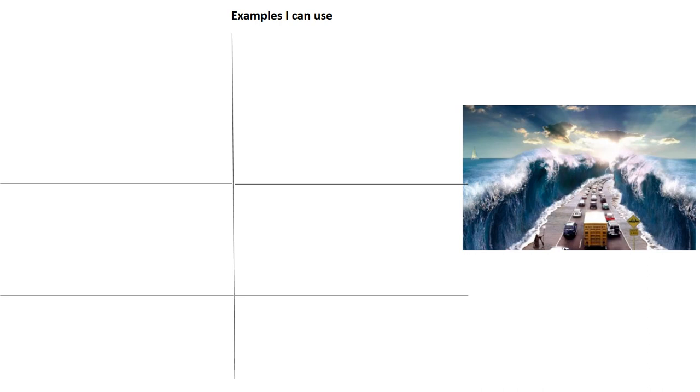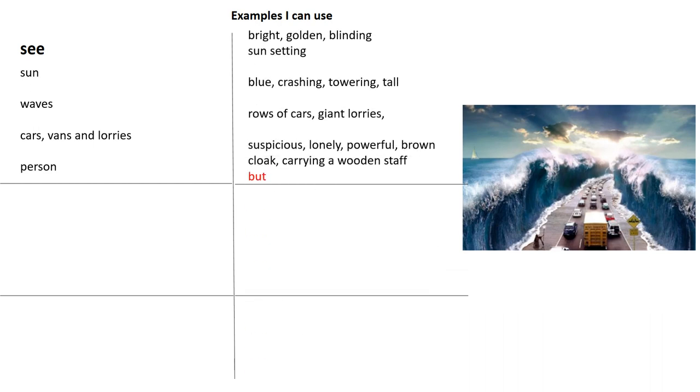Next, now we know what sorts of things we want to include in our writing, let's plan. So first, let's explore sight. What do you see? So I've got sun, waves, cars, vans, and lorries. I've even got a person that I can see in that corner. So let's use some adjectives to try and describe them. So I've put the words bright, golden, blinding for the sun. What is the sun doing? It's actually setting. For the waves, I've got crashing, I've got towering, I've got tall, I've got the colour.